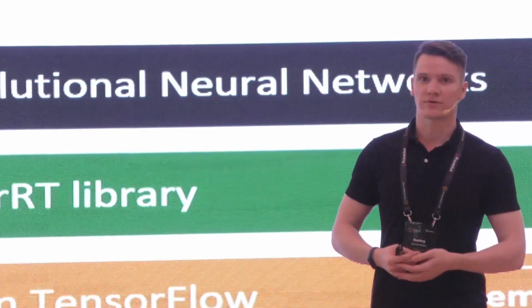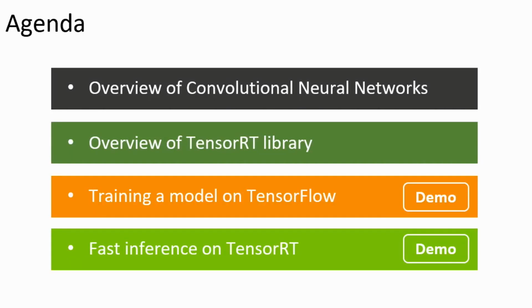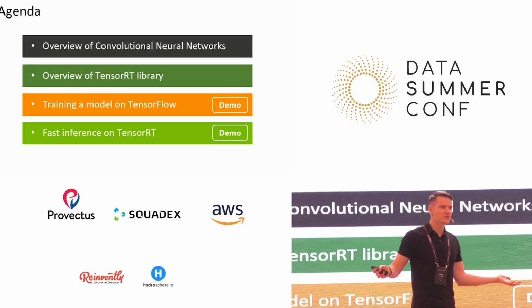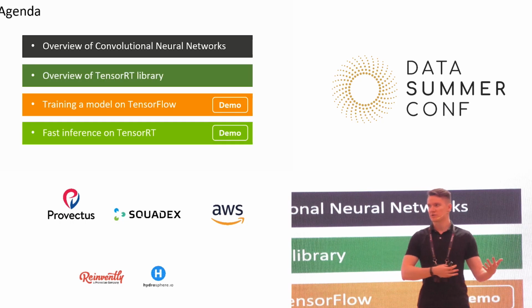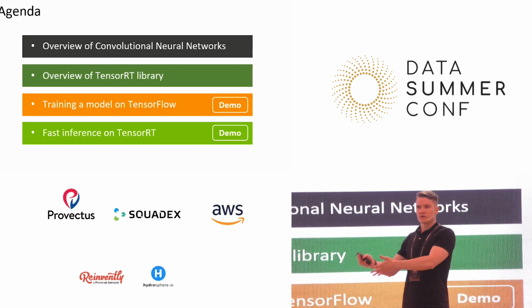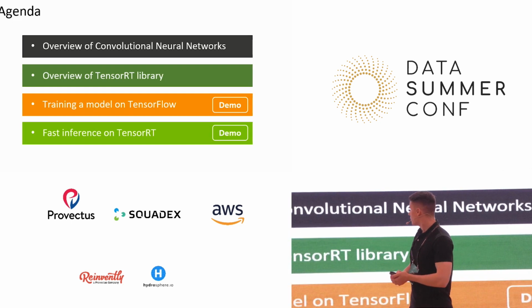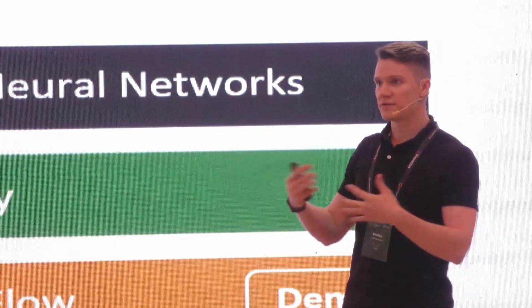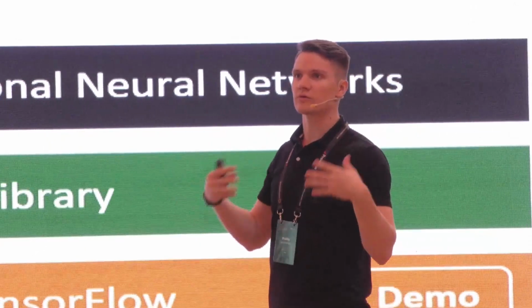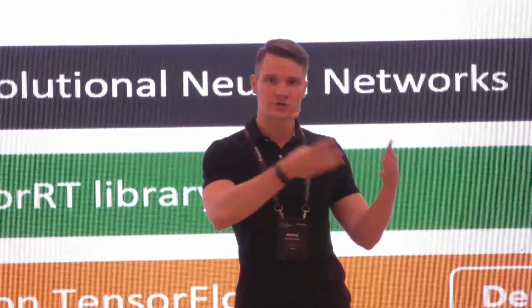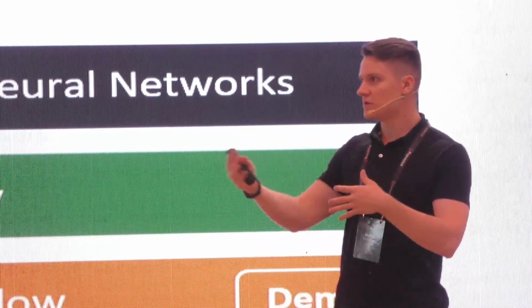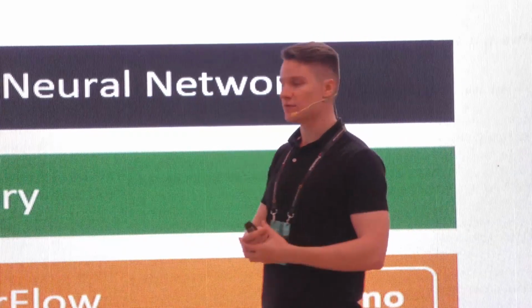So let's start with our agenda. First of all, I will give an overview of convolutional neural networks. You may ask, why should I talk about convolutional neural networks, because I'm here to tell you about a tool for optimization? Well, the reason is that in the second part, I'll show you a demo. In this demo, I will show you how to apply TensorRT to a particular network, and I will use a convolutional neural network.